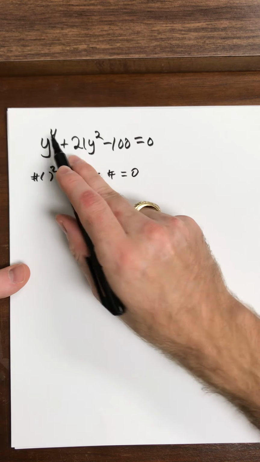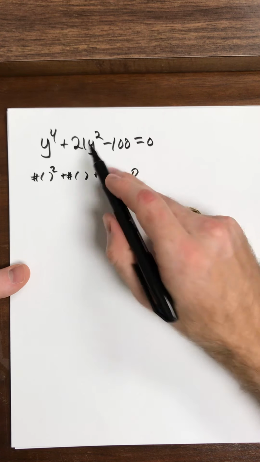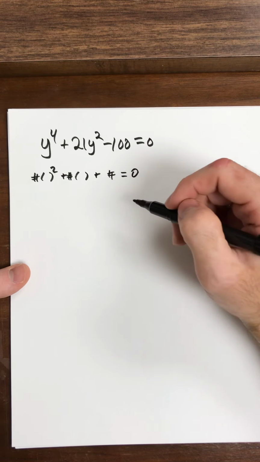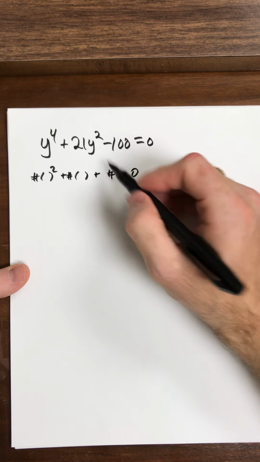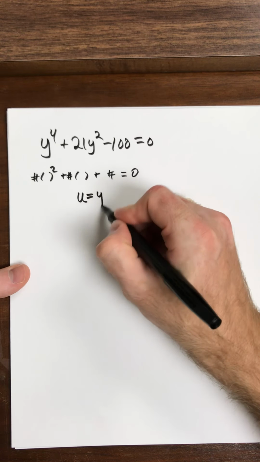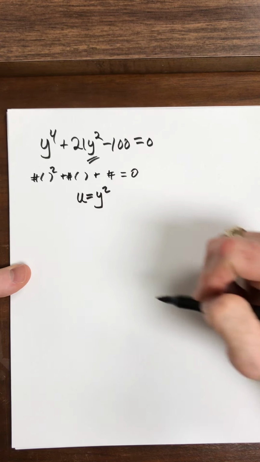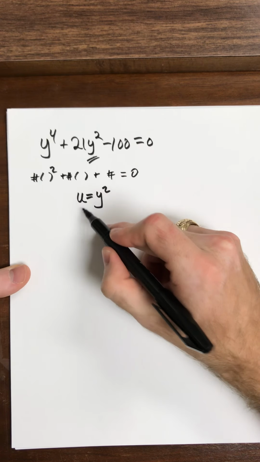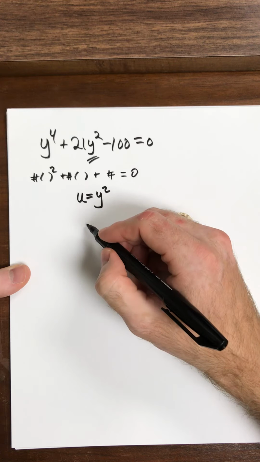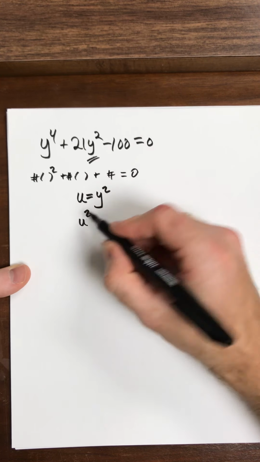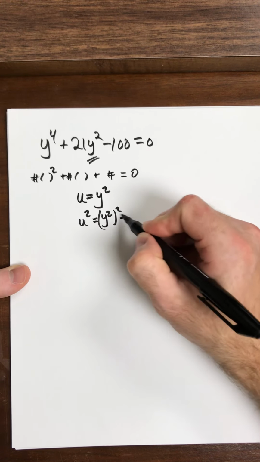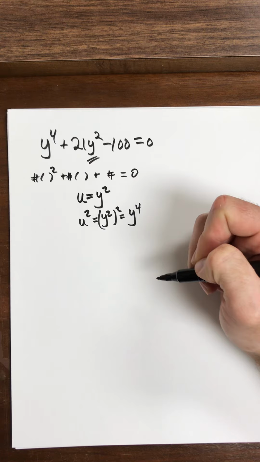This thing right here is to the 4th, and this middle term here is squared. I really want that middle term to be a linear factor. This is ugly, so let's call it u. Let u equal y squared. Now this is clever, because what happens whenever I square u? Well, u squared is y squared squared, which is y to the 4th.